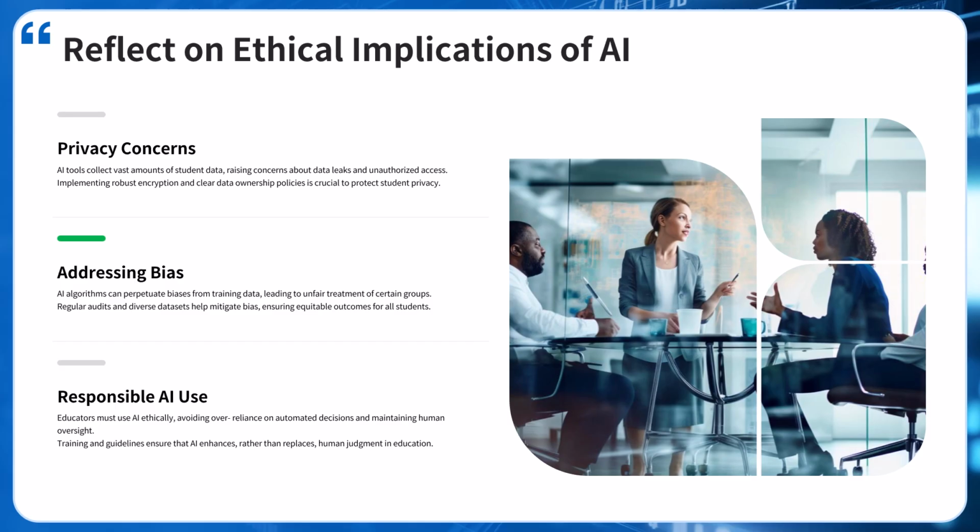AI should support teaching, not replace it. We must avoid over-relying on AI for decisions, dismissing the need for human oversight. As educators, our role is to guide, interpret, and adapt what AI provides. Training and clear ethical guidelines help ensure that AI enhances human judgment, not replaces it. Let's make sure that in all the excitement about what AI can do for us, we stay grounded in our core role as ethical, informed, and student-centered educators.